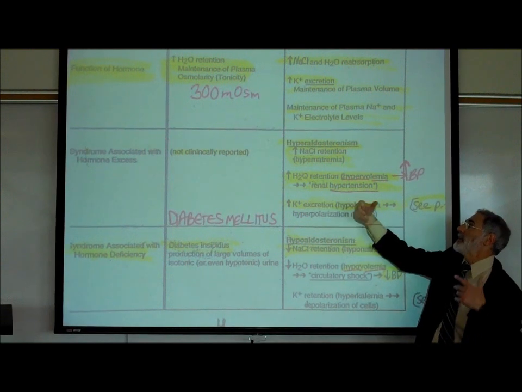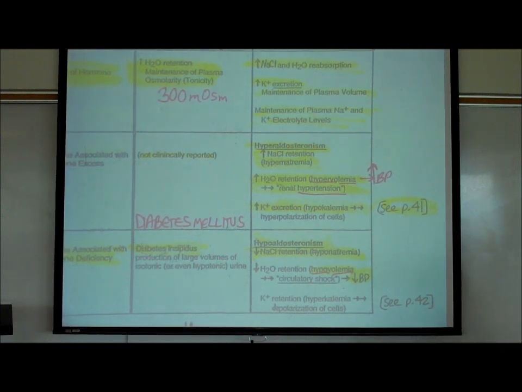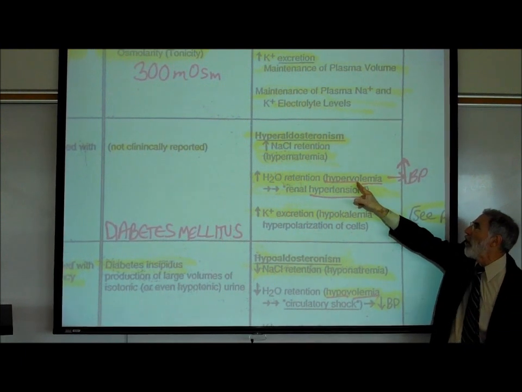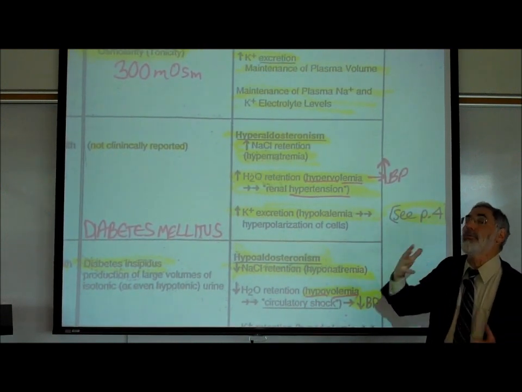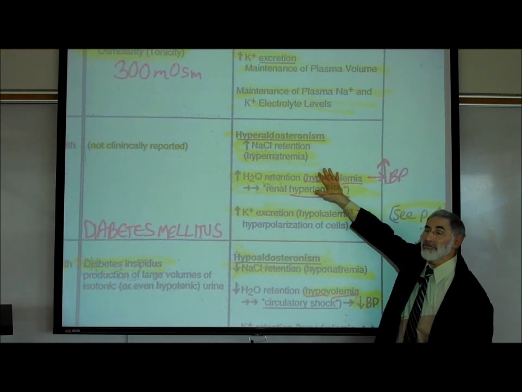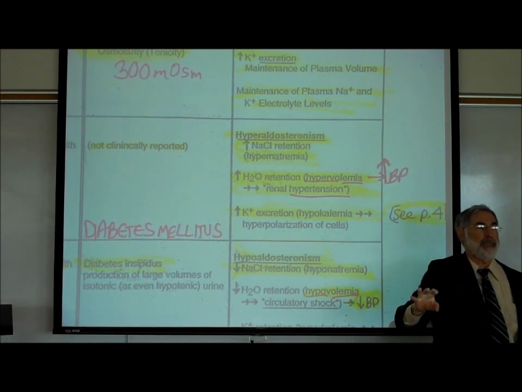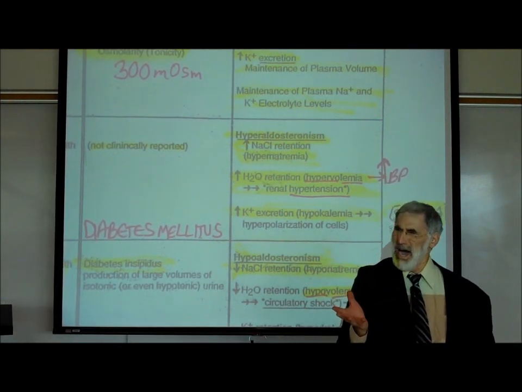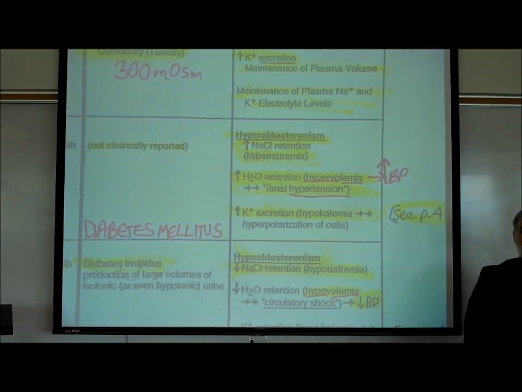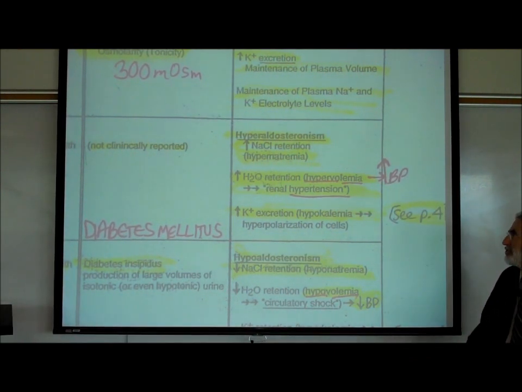By retaining more water as well as salt, this increases the blood volume. Increased blood volume is called hypervolemia. Hyper means increased, vol means volume, emia means in the blood: increased blood volume. Increasing blood volume, we said, will raise blood pressure. But if you're producing too much aldosterone, you're going to raise the blood volume and blood pressure more than normal, and that's called renal hypertension. You've heard the words high blood pressure, and then there's something called renal hypertension. This is high blood pressure because of hyperaldosteronism causing excessive salt and water retention, leading to increased blood volume and increased blood pressure.